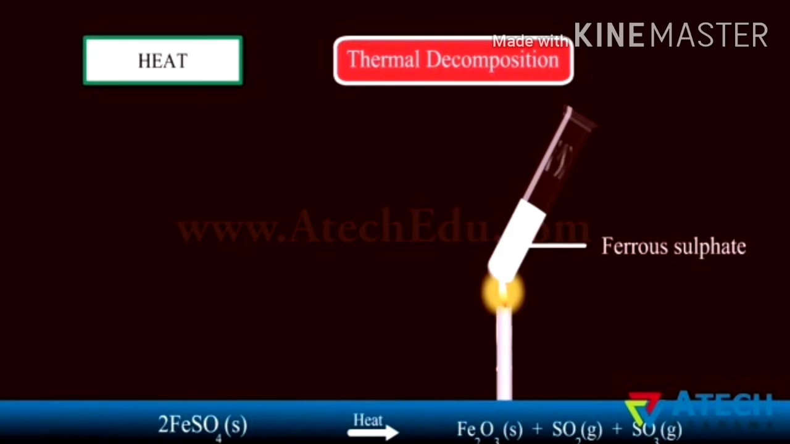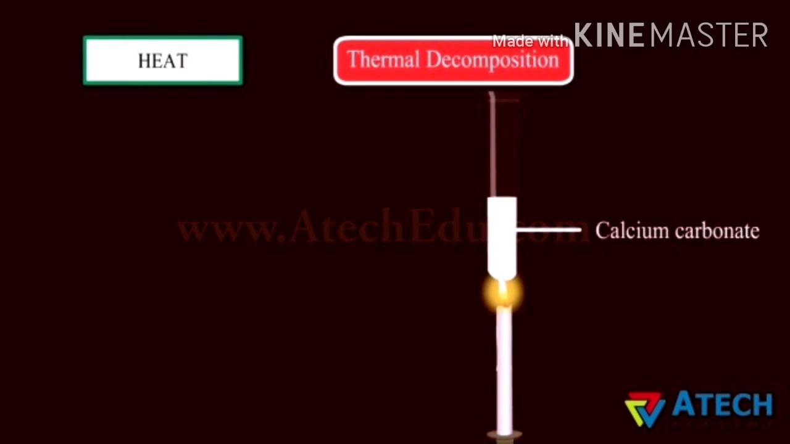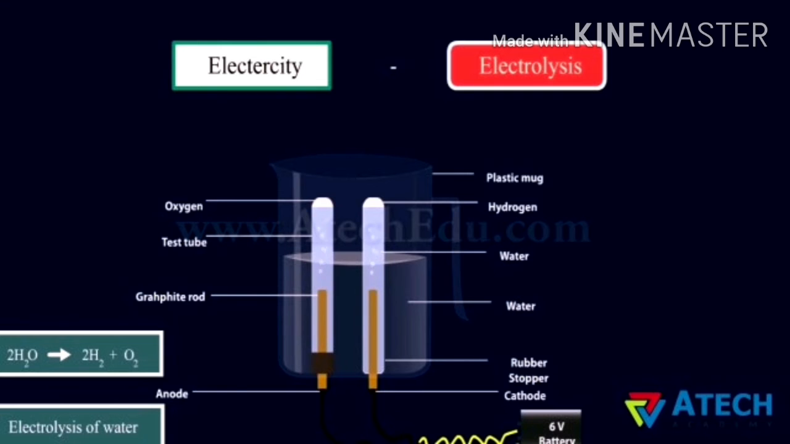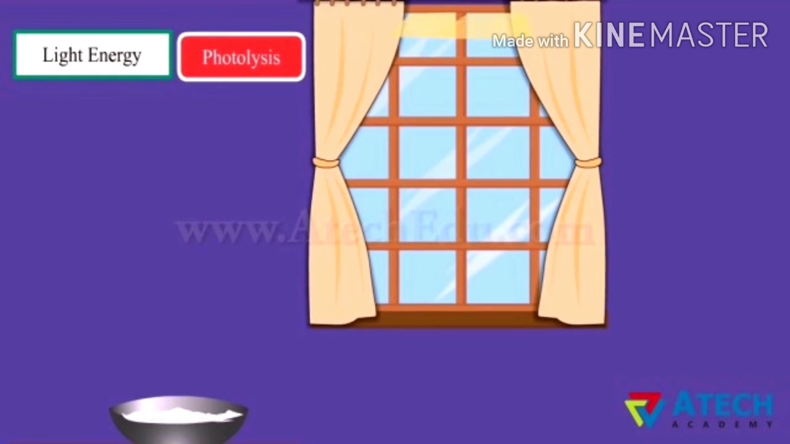Decomposition of calcium carbonate to calcium oxide and carbon dioxide is another example of thermal decomposition. Decomposition of a substance due to the application of electricity is called electrolysis. For example, when an electric current is passed through acidified water, it decomposes to give hydrogen gas and oxygen gas.